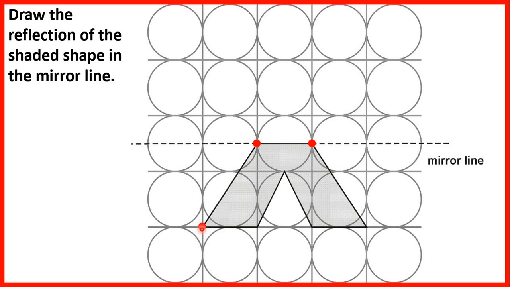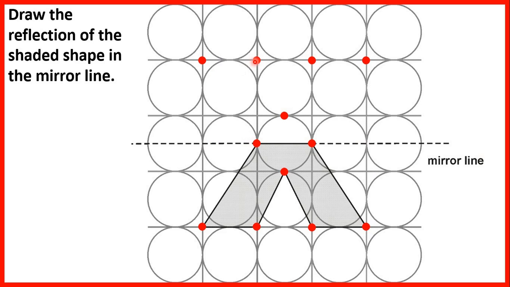To get to this point here, from the mirror line, we go down half a square and then another one, so we can go up half a square and then another one and dot our point. This point here is down a half and then one, so we can go up a half and then one. For this point here, we go down half, so we can go up half. Then for this point here, that's down a half and then another one, so we can go up a half and then another one. And then this point here again is down a half and then one, so we go up a half and then one.